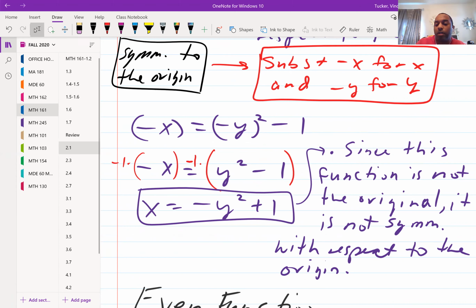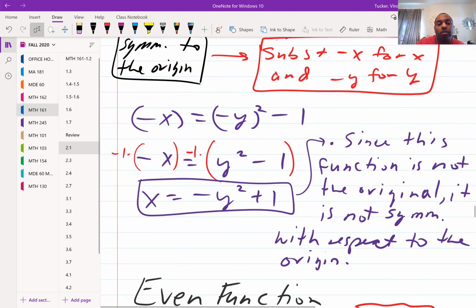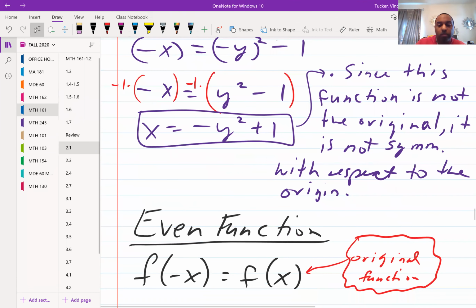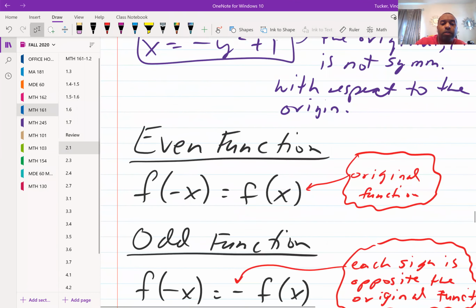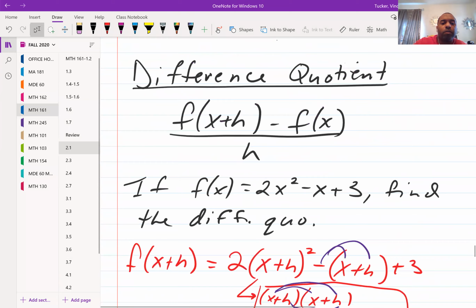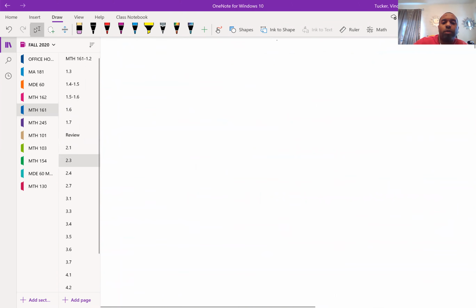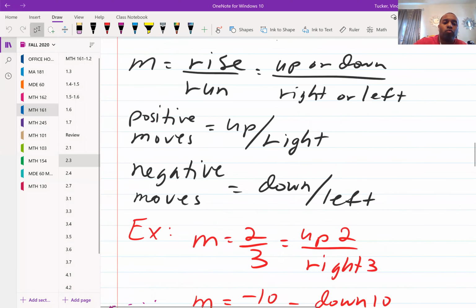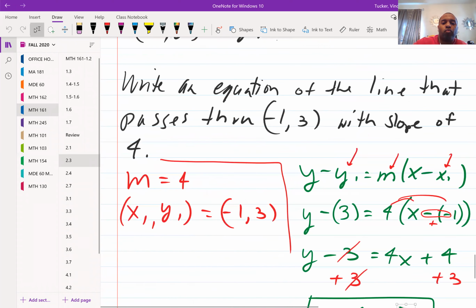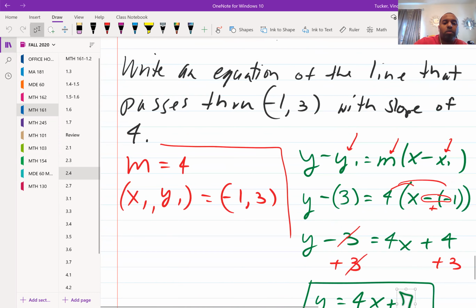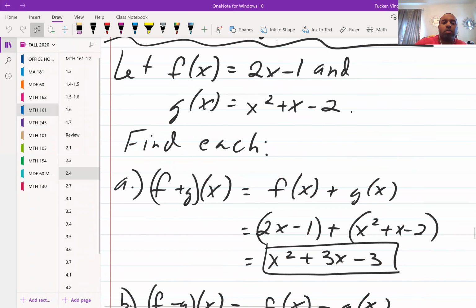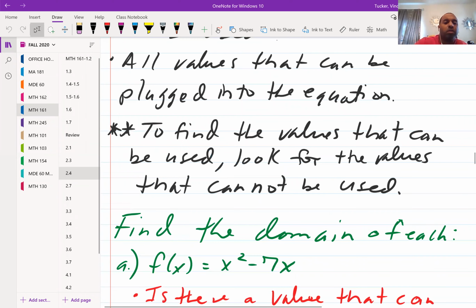All right. Any questions? Any questions? We got even functions, odd functions, difference quotient. Let me see what 2.3 is. 2.4. Okay.